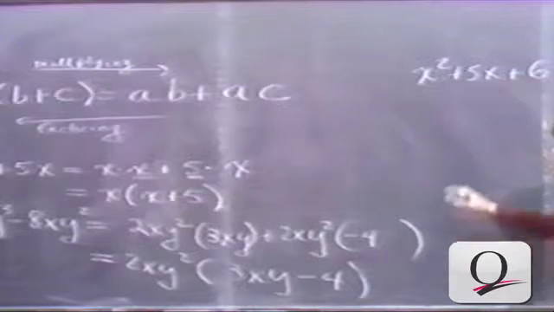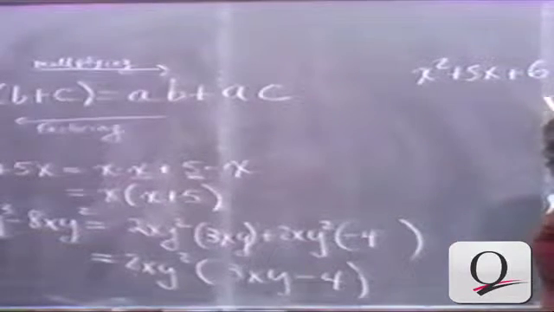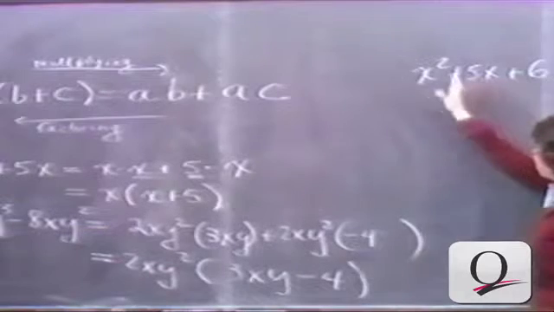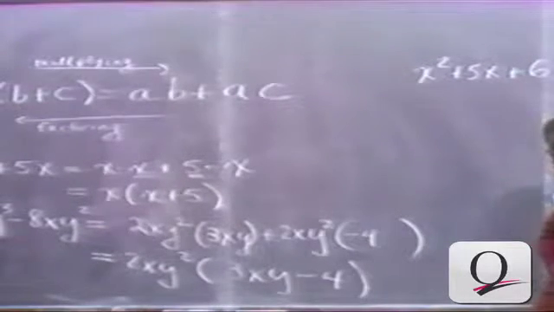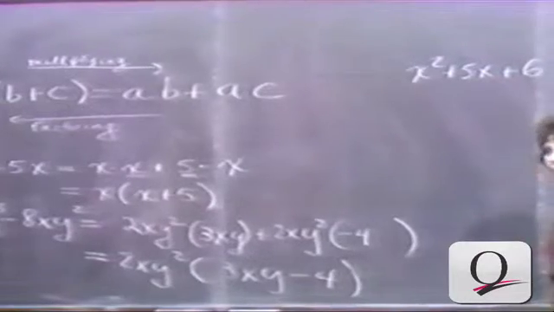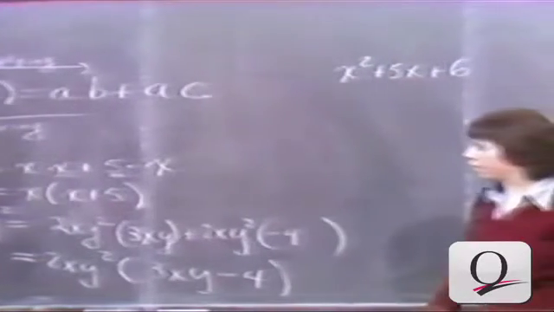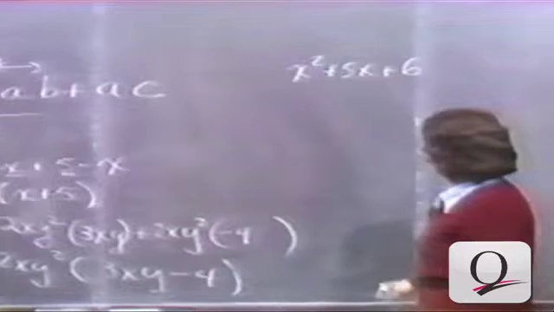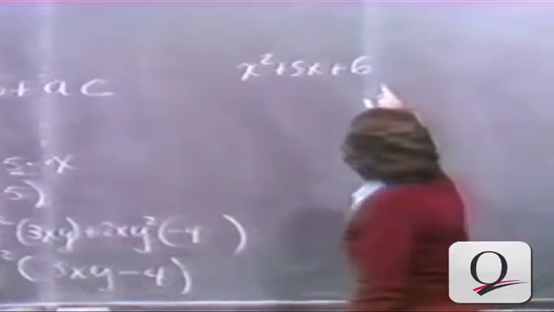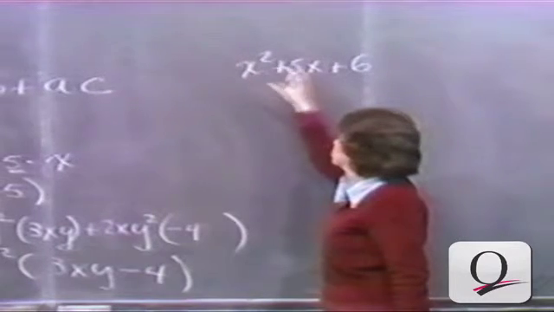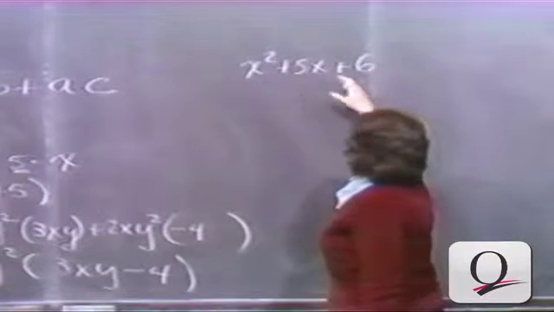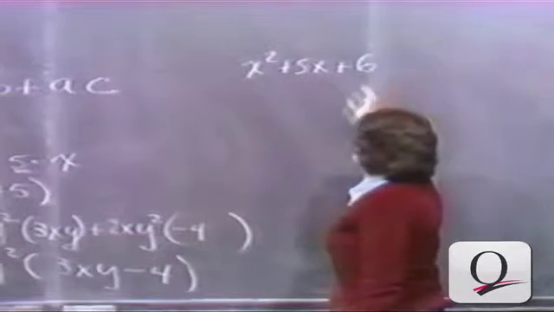If you remember the FOIL method, first, outer, inner, last, we take the first term in this parentheses by the first term in this one, first term in this polynomial by the first term here, giving us x times x, or x squared. The outer terms, x and 5, giving you 5x. The inner terms, 4 times x. And the last terms, 20.